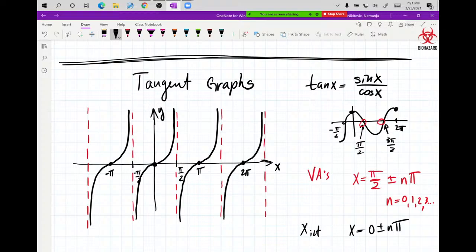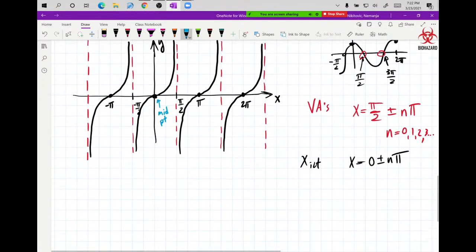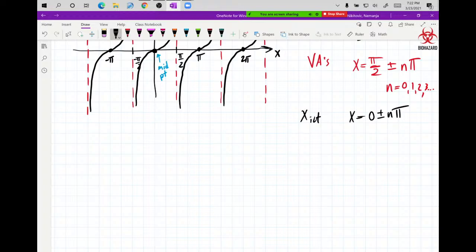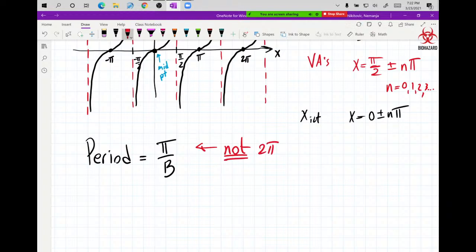divisions. Now, over here, we don't have a start point and end point. You have the midpoint. That's what you have, the midpoint. And then the asymptotes are going to be half of the period to the left and half of the period to the right. So the formula for period is equal to pi over b now. Let me put this in blood. Not 2 pi. It's pi over b. And the same will be for cotangent.